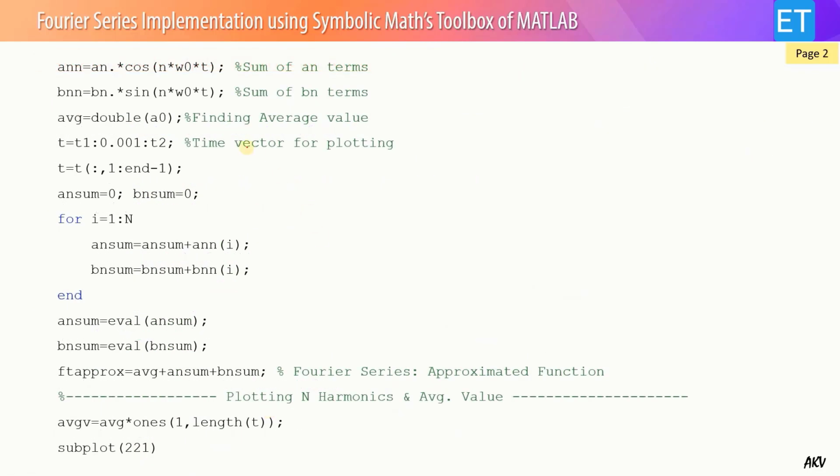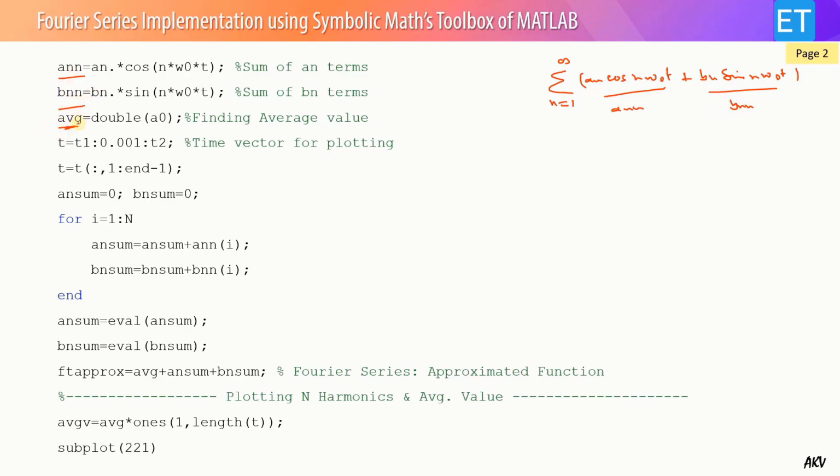After that, ann and bnn are calculated, that is an cos n omega t and bn sine n omega t. If you remember this expression of the Fourier series, sum for n equal to 1 to infinity of an cos n omega naught t plus bn sine n omega naught t. So an into cos n omega naught t, that is your ann, and bn sine n omega t, this is your bnn. So these ann and bnn are calculated.